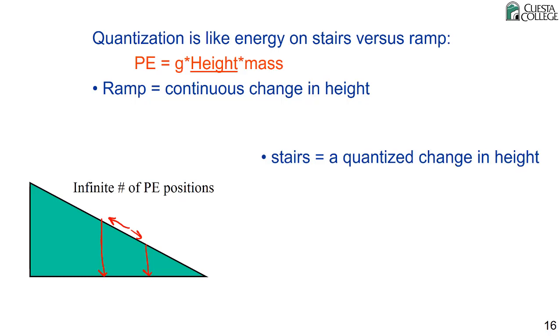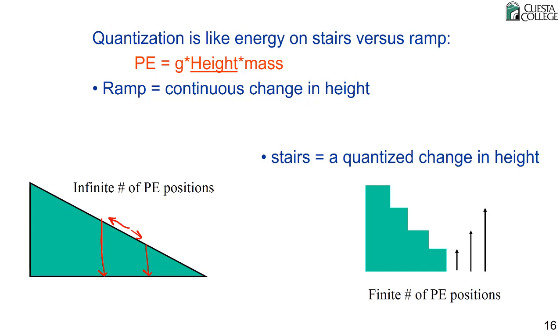Compare that to stairs, which represents a quantized change in height. On a set of stairs, an object can only be on one part of the stairs or another, and therefore it only has a finite number of potential energy positions. This is a lot like how energy of photons and particles works, in that they only have certain amounts of energy they can absorb or release in terms of their heights on a staircase.